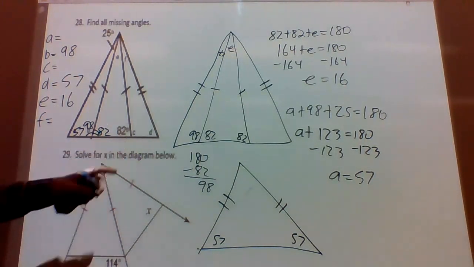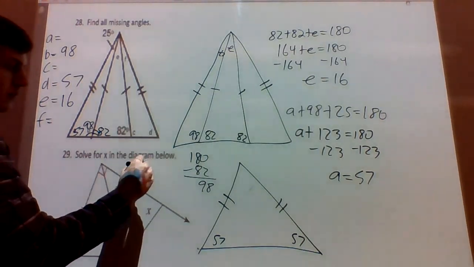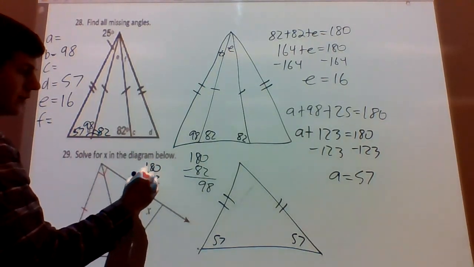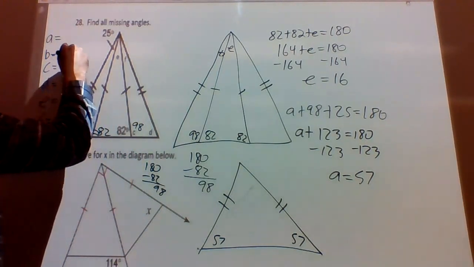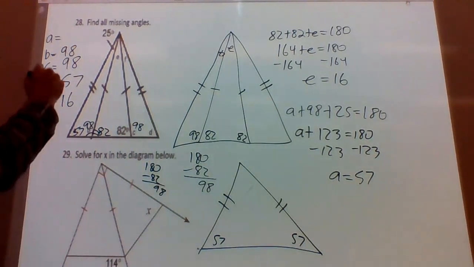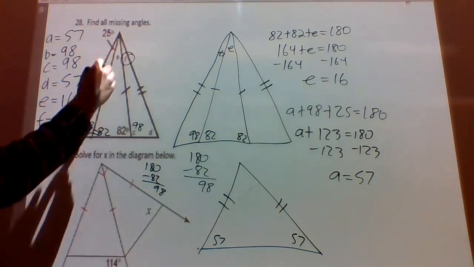C, we can also do a linear pair. So 180 minus 82 gives us 98. So C was also 98. We found A to be 57. The last one we have is F.